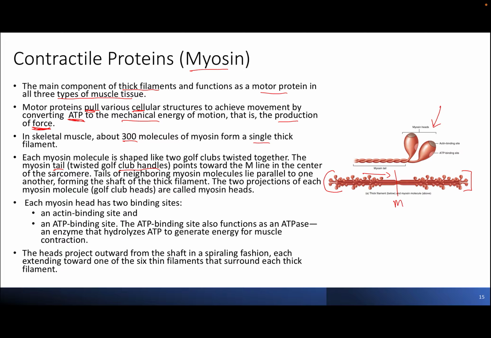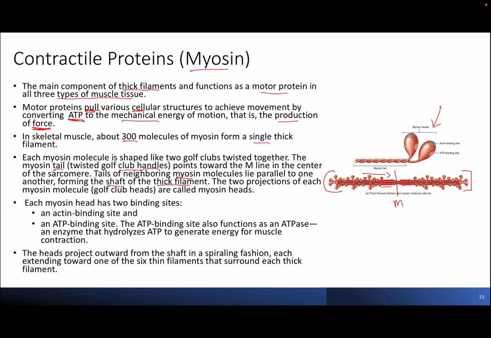The M line's right there, in the center of our sarcomere. And the tails of our neighboring myosin molecules are all going to lie nicely lined up, parallel to each other. Isn't that nice? This is going to form the shaft of our thick filament.